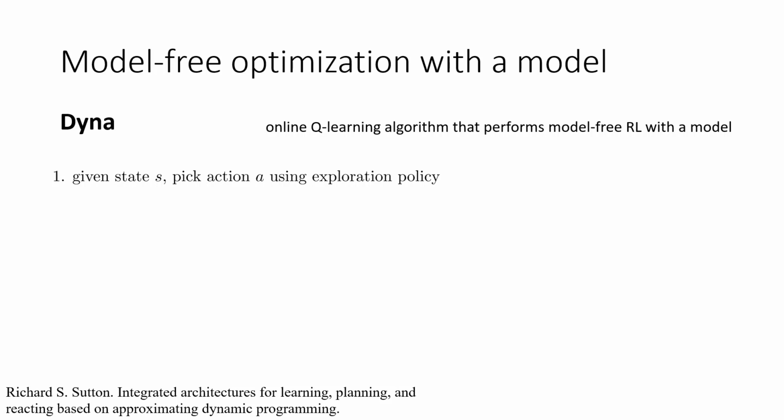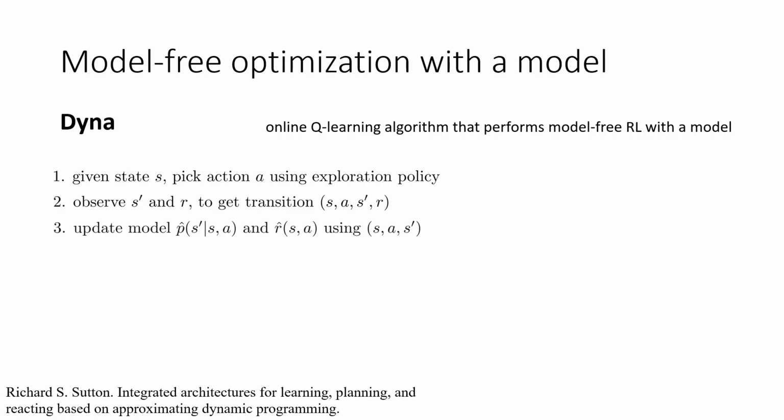Here's how Dyna works. It's very much going to follow online Q-learning, but with a little modification. Step 1, in the current state, pick an action A using your exploration policy. This is exactly the same as online Q-learning. Step 2, observe the resulting next state S prime and the reward to get a transition tuple S, A, S prime, R. Now here's where the new stuff starts coming in. Use this transition tuple to update your model and your reward function.